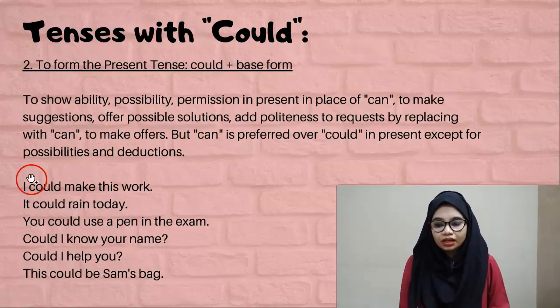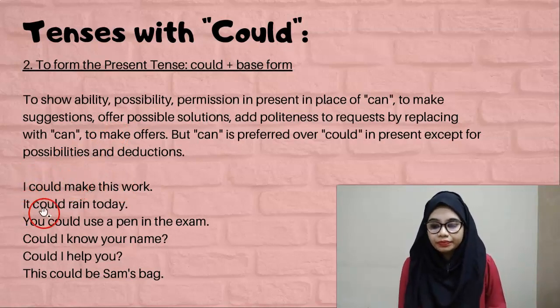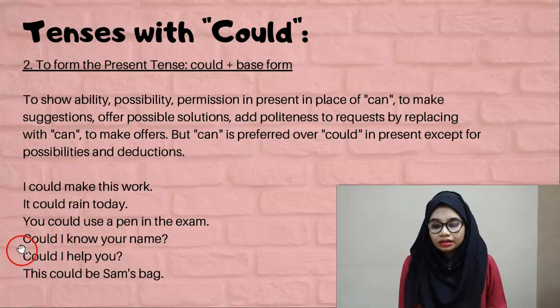I could make this work. So this is showing ability. It could rain today. Possibility. You could use a pen in the exam. We are allowing you to use a pen in the exam. So this is granting permission. Could I know your name? So this is like a very gentle, polite way of asking somebody's name. Could I help you? This is offering.